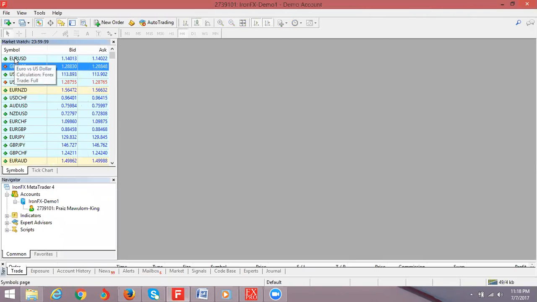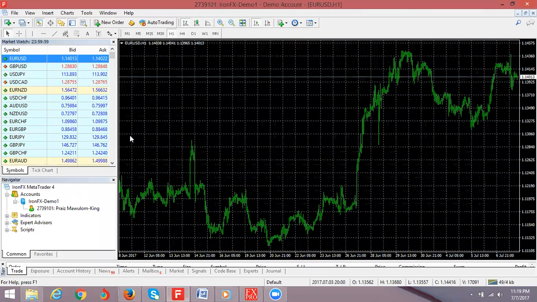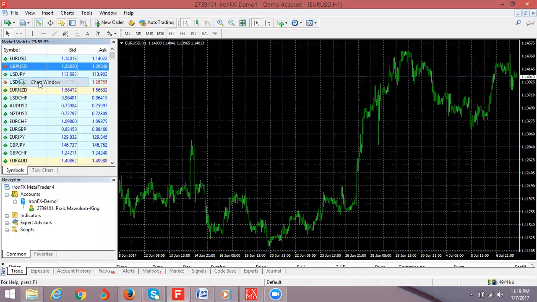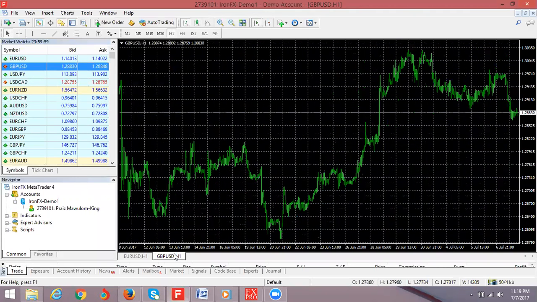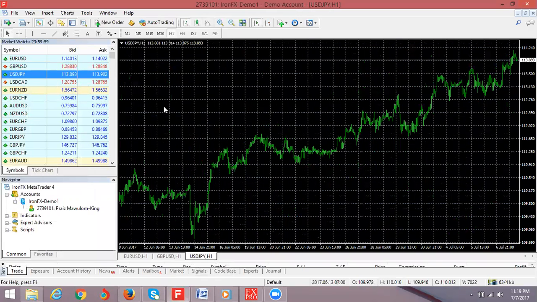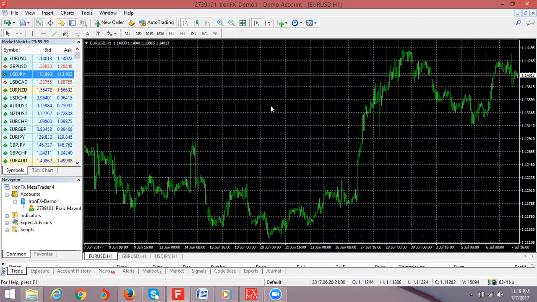So you can either do a click and drag, then you get it here. That's an option. Or you can right click on the instrument and click on chart window. Then you can see that the GBP USD also has been added. So let's add a third one. Let's right click and add chart window. Yeah, so now we have about 3 of these instruments added.